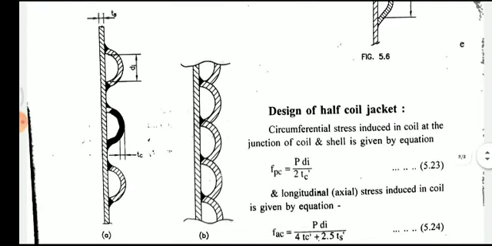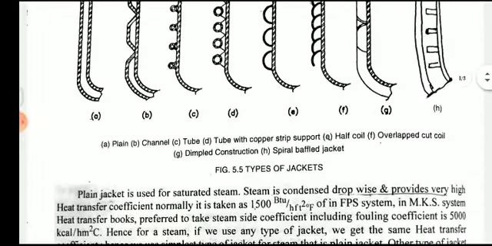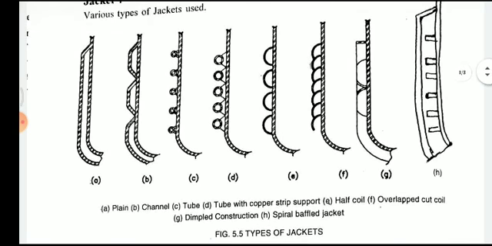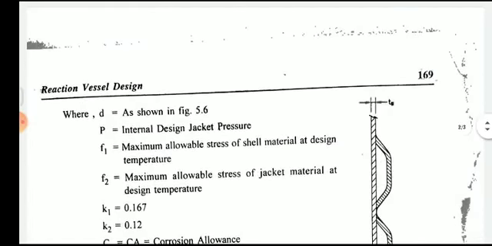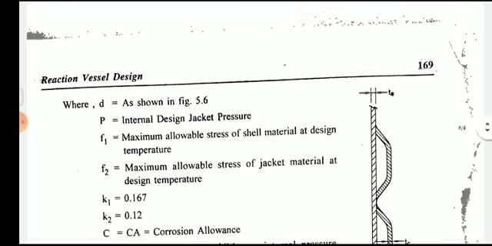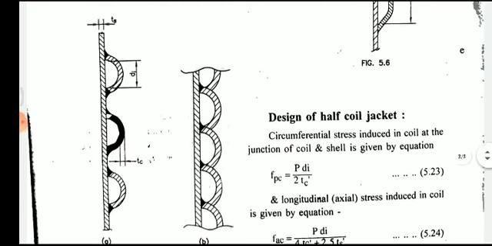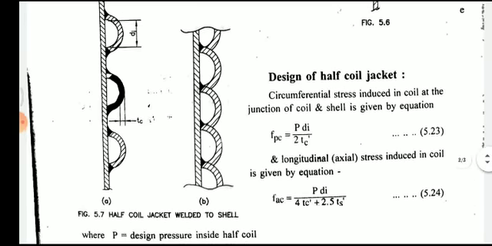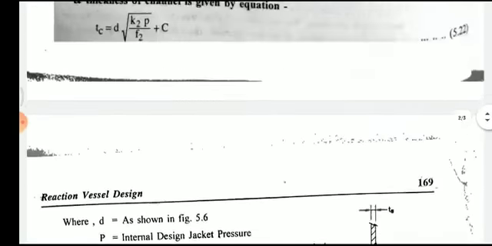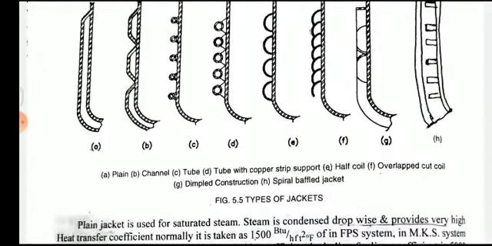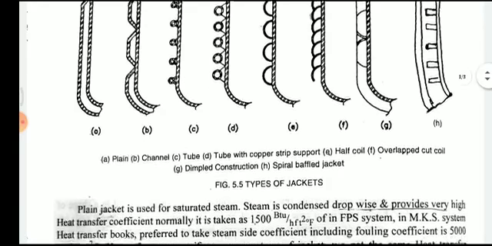Then next is the design of the half coil jacket. Half coil jacket E is described here. When we use this type of jacket, how should it be taken? Figure B indicates another type, which is known as the overlapped cut coil. The upper one is the overlapped cut coil and E is the half coil.